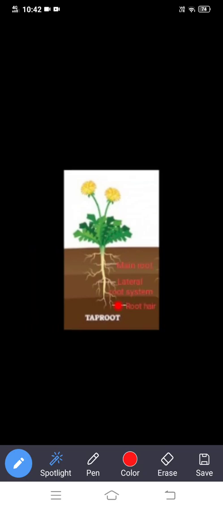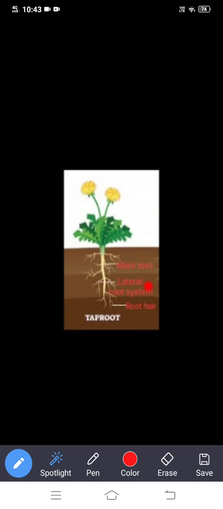So these are the parts of taproot system. It will have a main root which is more important, more thick. From that main root only, side by side, some more roots are arising. So from the main root arise side roots. The term for side is lateral. Lateral means side by side. From the main root, little thin roots will arise which are called lateral roots.